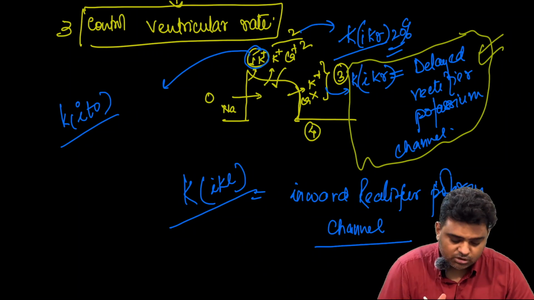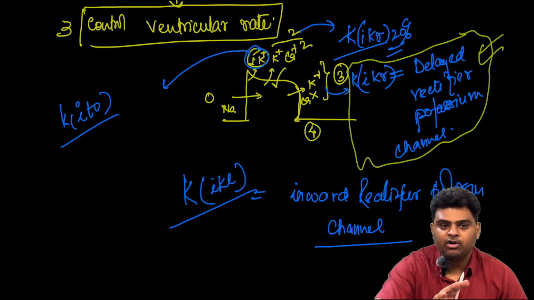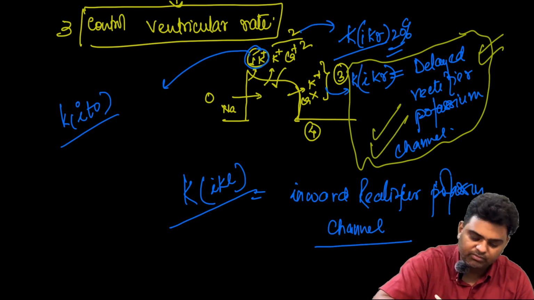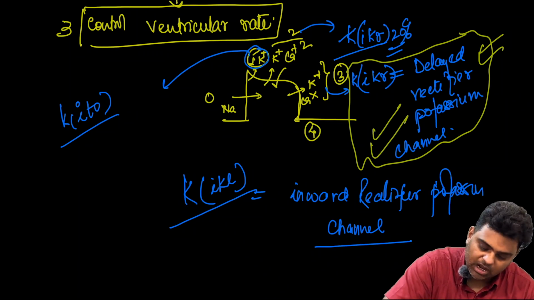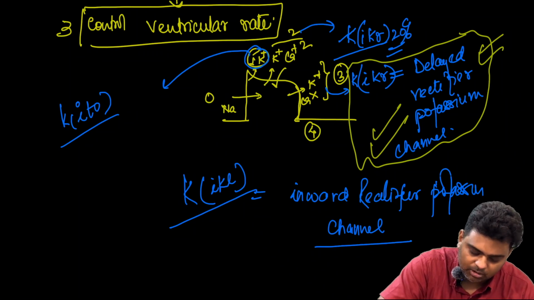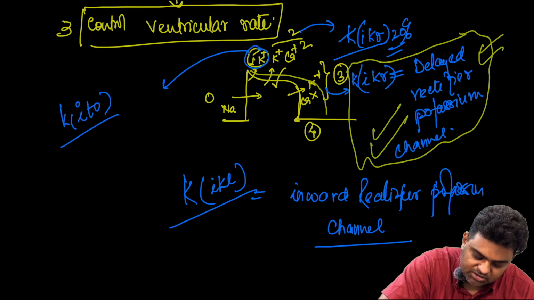Calcium. So if you are asked which channel amiodarone or ibutilide blocks, you have to answer that it is the delayed rectifier potassium channel. When the delayed rectifier potassium channels are blocked, the action potential duration is increased.